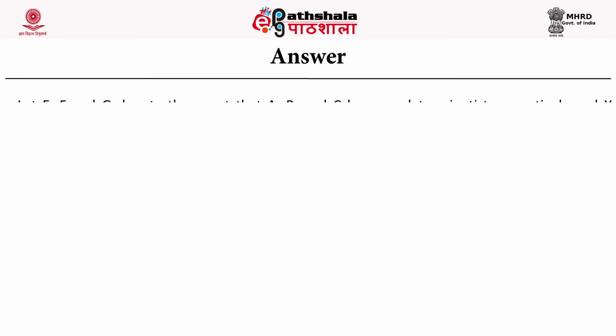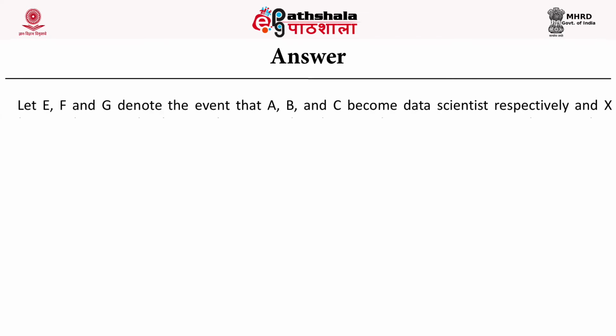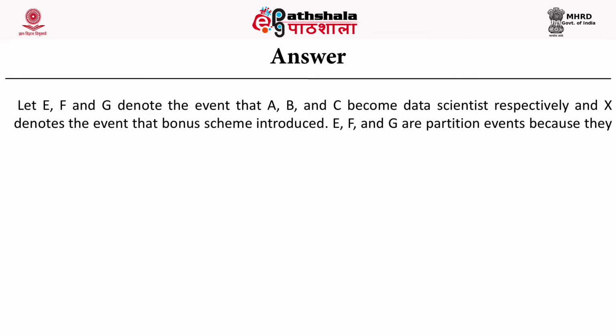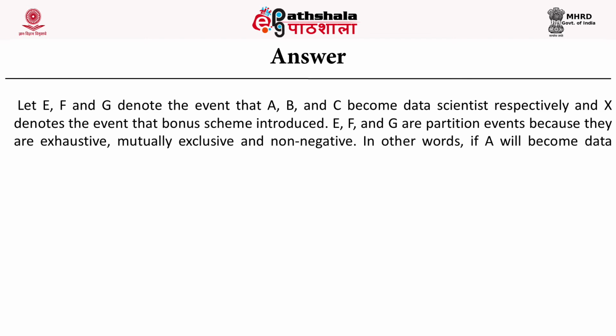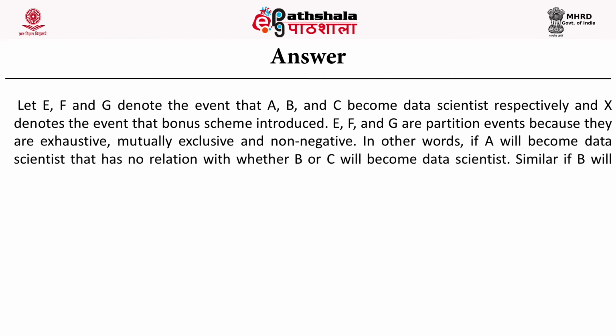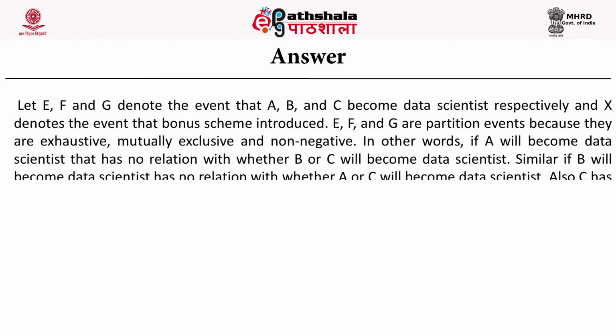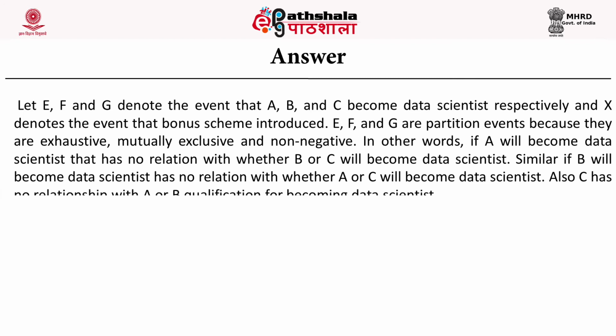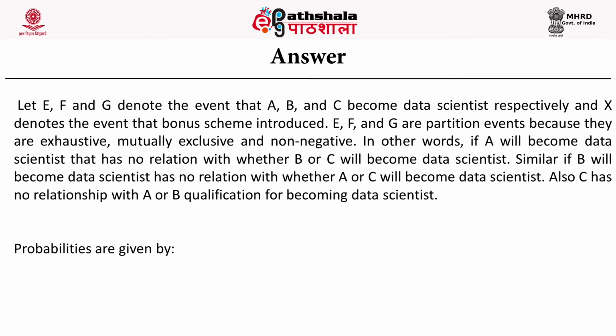So the answer to this question is: let E, F and G denote the events that A, B and C become data scientists respectively, and X denotes the event that the bonus scheme is introduced. E, F and G are partition events because they are exhaustive, mutually exclusive and non-negative. In other words, if A becomes a data scientist, that has no relationship with whether B or C will become data scientists. Similarly, B has no relationship with A or C, and C has no relationship with A or B's qualification for becoming a data scientist.